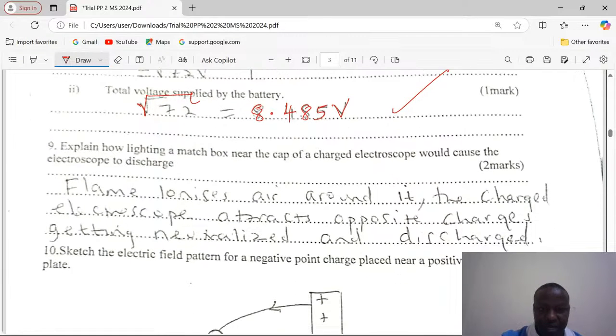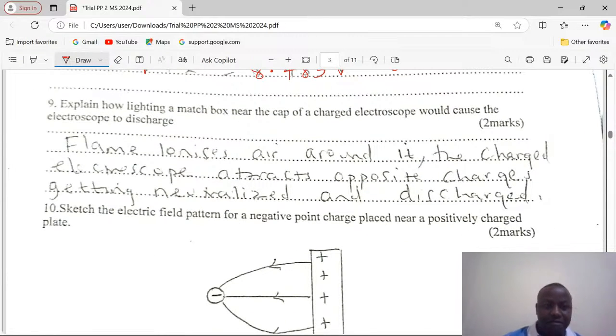We go to the next. Wow, number 9, a very interesting question. Explain how lighting a matchbox near the cap of a charged electroscope would cause the electroscope to discharge. Remember that when the matchbox is going to light up, the air around it will get ionized with all types of ions.